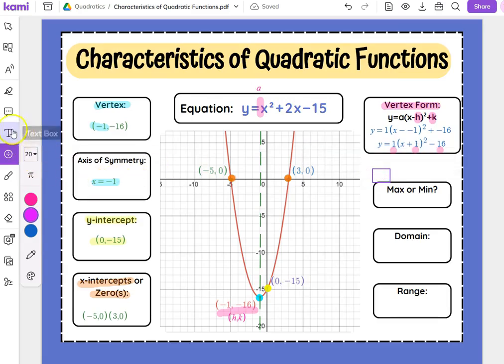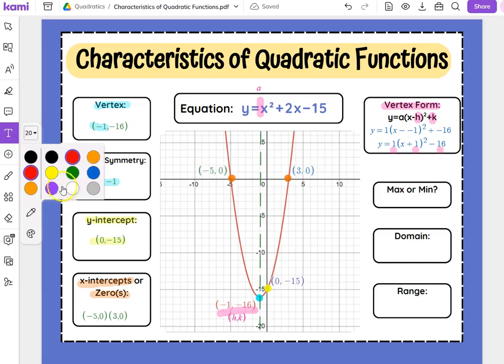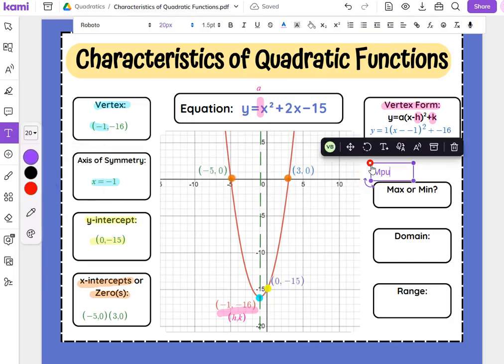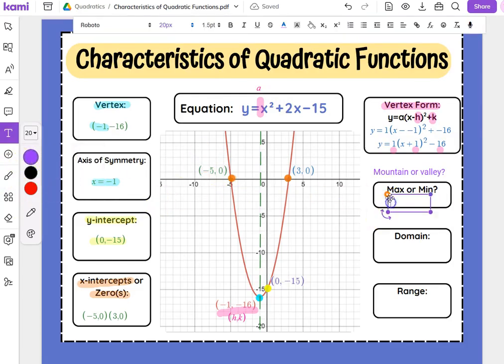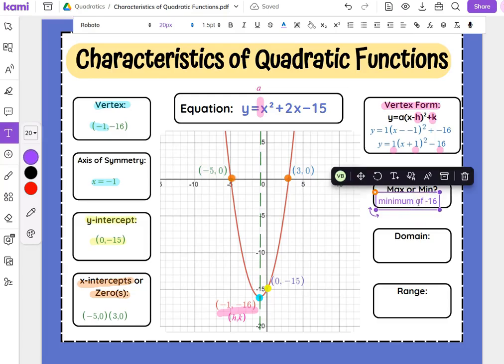In this case, we have a valley. So, mountain or valley. I can't spell mountain. All right, and so in this case, we have a valley. We have a minimum. And our minimum, or the lowest that we go, is negative 16. So we have a minimum of negative 16.